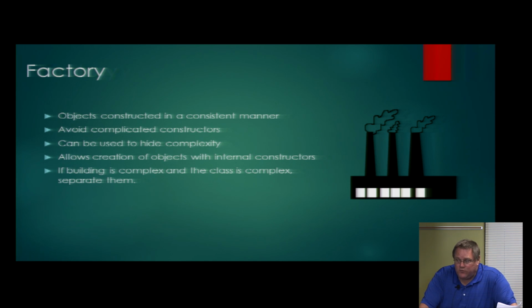You can also create objects with internal constructors. So if you ever wonder how you get stuff out of the framework that you can't new up, basically they're using a factory method to give it to you. Okay? Good rule of thumb, if building an object is complex and the class itself is complex, then you probably should be looking at a factory. Okay?